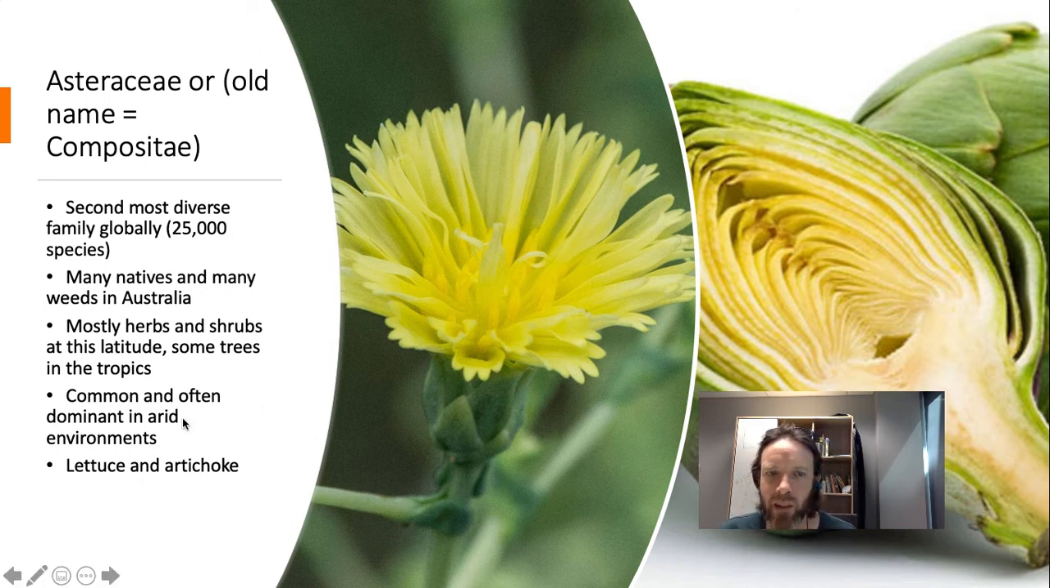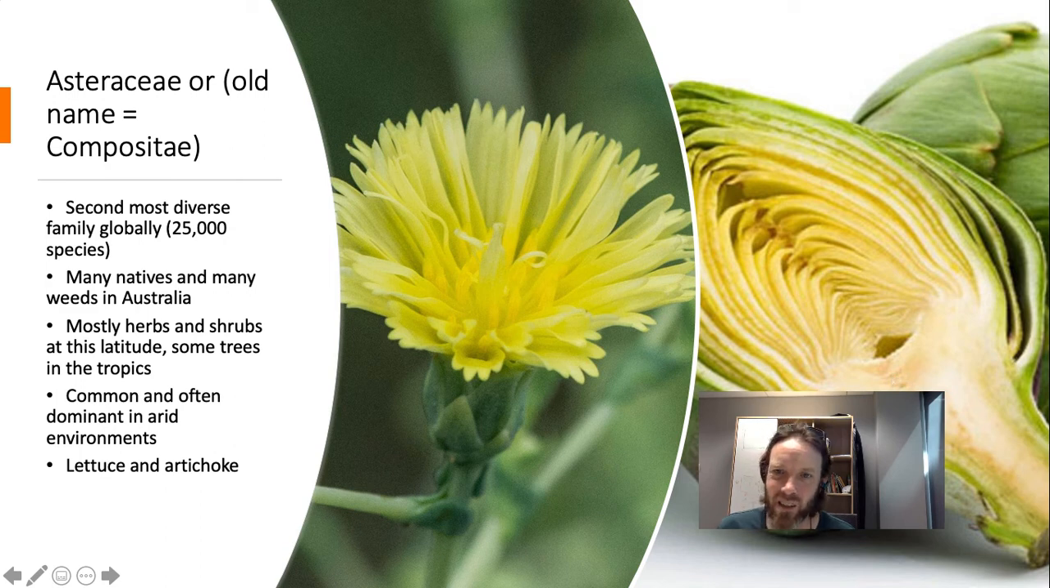It's super common and often dominant in arid environments. So a lot of the world's deserts are dominated by Asteraceae. So really good at water relations and dealing with dry climates. Lettuce and artichoke are two that people don't usually know are Asteraceae. This is a lettuce flower, which looks very much like a sunflower, but no one ever sees lettuce flowers because you don't see them in the supermarkets.